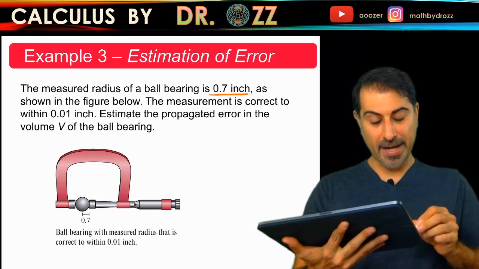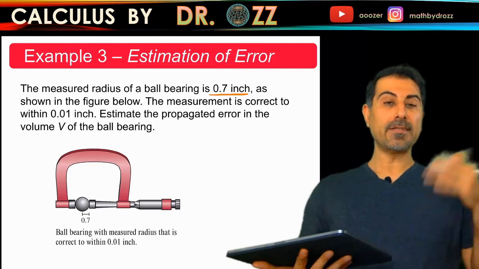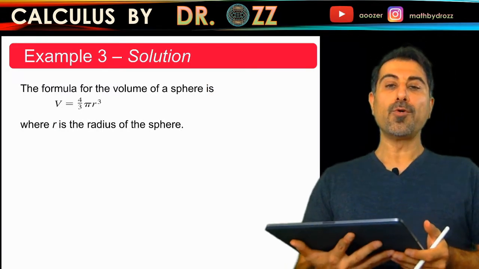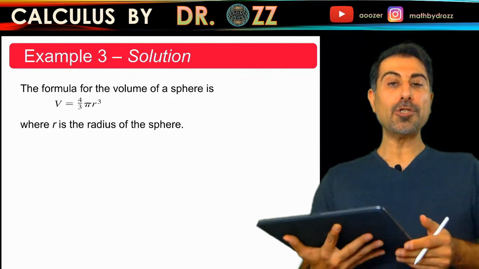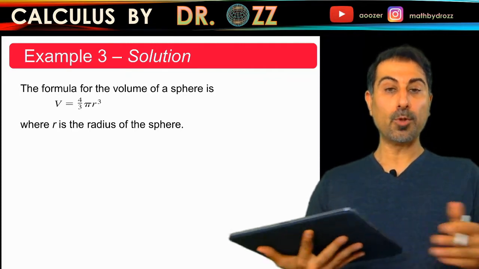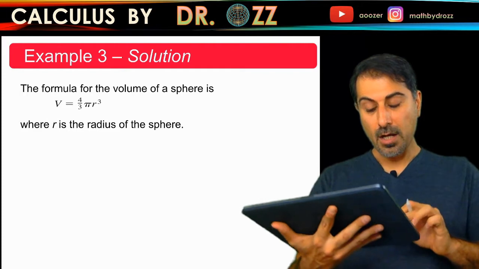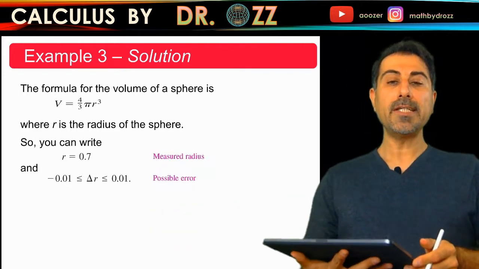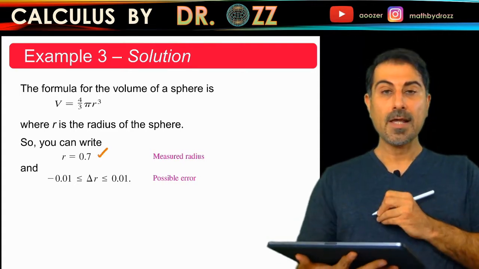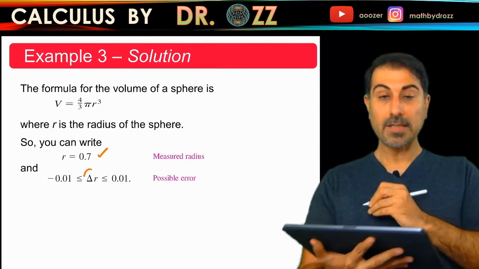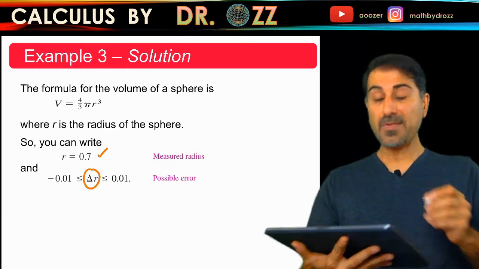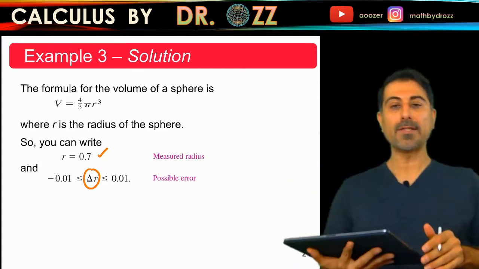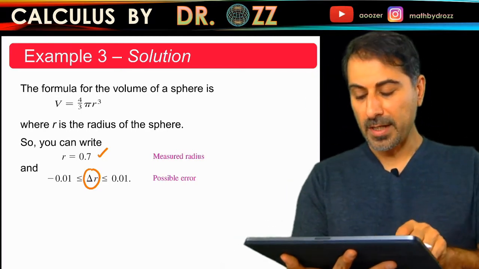So let's go back to the example to estimate the propagated error in the volume of the ball bearing. What do we need for that? Since we're evaluating the volume, we need to know the volume of a ball, which is 4/3 pi times r cubed, where r is the radius of the ball bearing or the sphere. The measured radius is 0.7, and we have an error delta r between negative 0.01 and 0.01, so it's accurate up to 0.01.